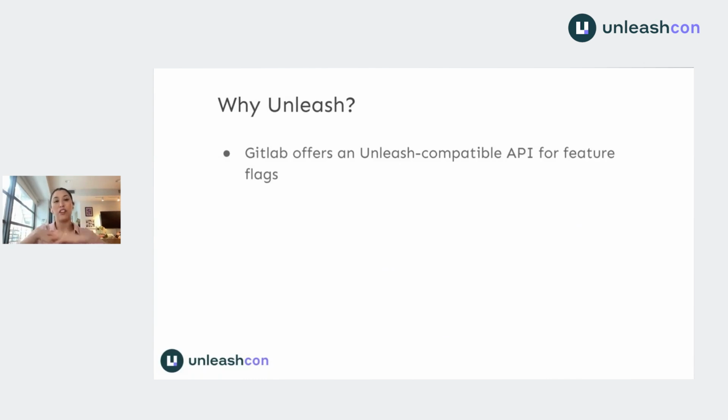GitLab's feature toggles feature does offer an Unleash compatible API. So it was a very natural choice. Basically, there are no throttling limits. I did double check on this. There are throttling limits, but nowhere close to the 500 requests per minute limit that we had encountered with GitLab. So for all intents and purposes, there were no throttling limits that we had to worry about.